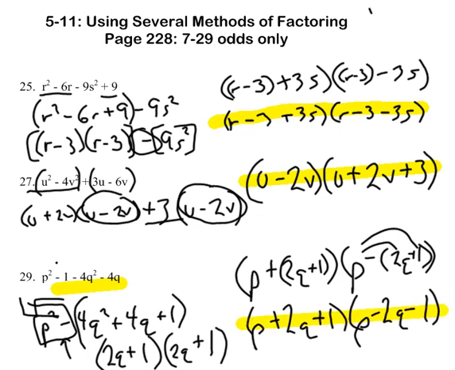The next ones that we'll be doing is 31 to 47 odds in the B section of page 228. So I'll post a video shortly about how to do that as well.